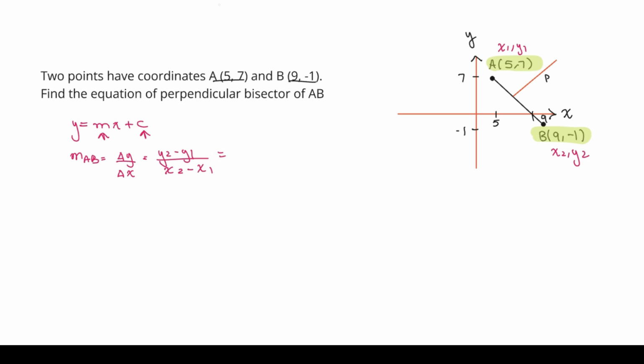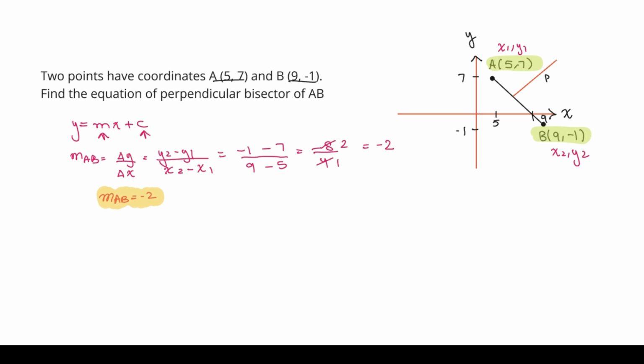So the gradient will become negative 1, negative 7 divided by 9 minus 5. So negative 1, negative 7 is negative 8 divided by 9 minus 5, which is 4. So 4 1 times and 4 2 times. So the gradient of line AB equals negative 2. So MAB equals negative 2.